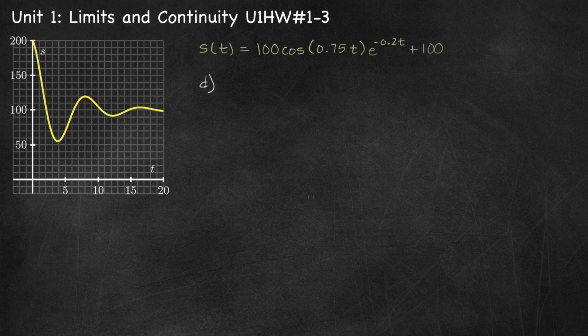Part D. Estimate the jumper's instantaneous velocity at t equals 5. So not average velocity, but instantaneous velocity. Now the instantaneous velocity is going to be approximately equal to the average velocity on a very small interval. So we want to estimate instantaneous velocity at t equals 5 seconds. I want a really small interval surrounding 5. I could try maybe 4.999 to 5.001.